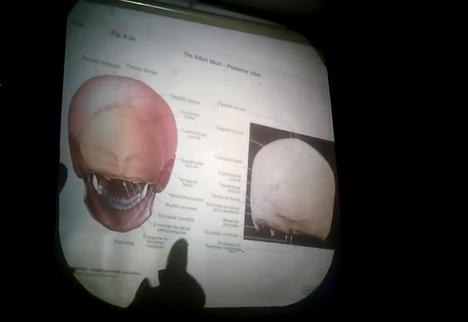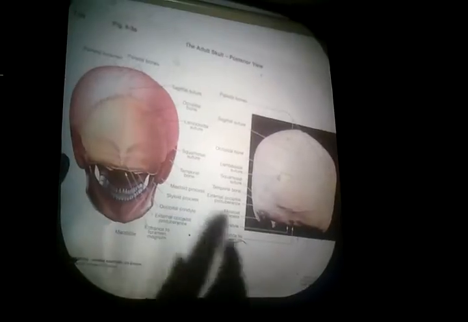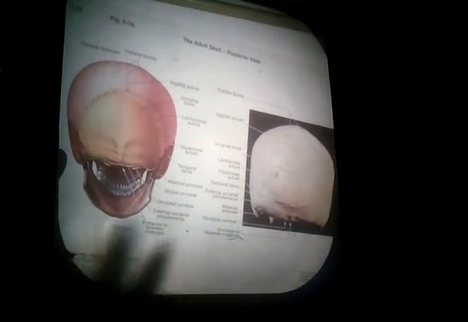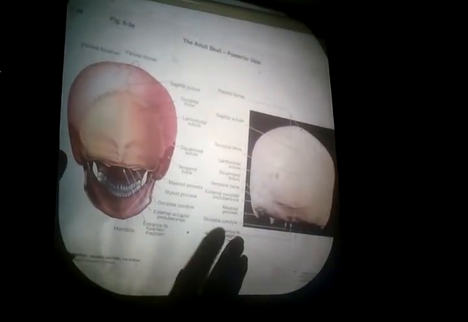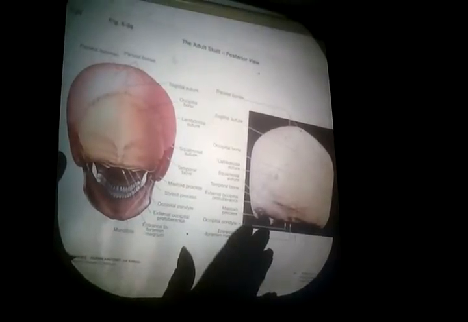So here you see your lambdoidal suture with your occipital bone and your parietal bones. External, and here's the back. The external occipital protuberance is one that you need to know. In the male, this is very prominent. In the female, it's much less prominent, and that's one of the things they use to sex a skull. There are a number of other things they use, but the external occipital protuberance is one of them.